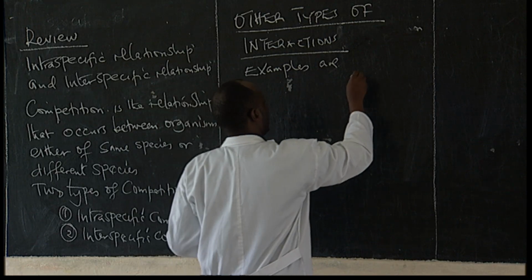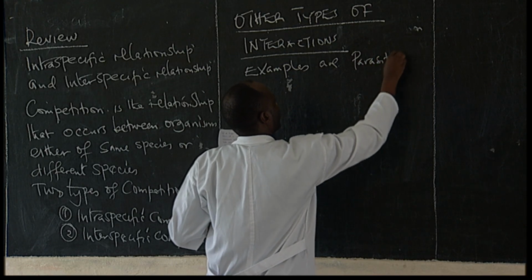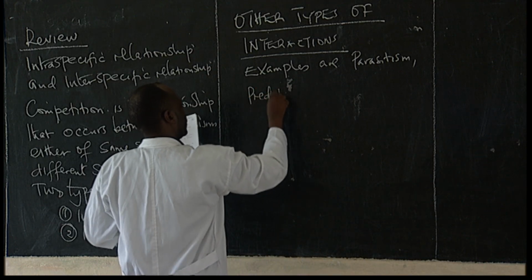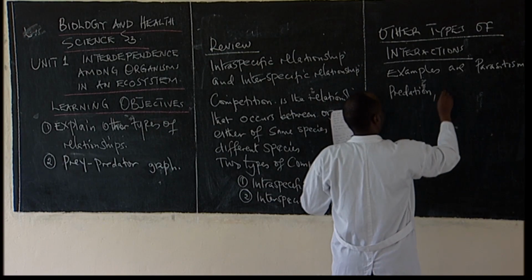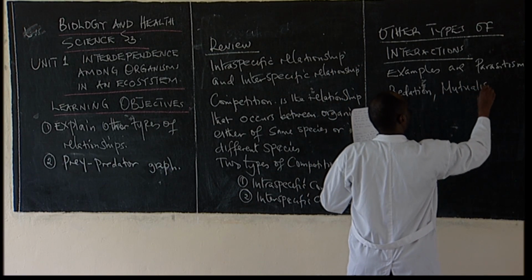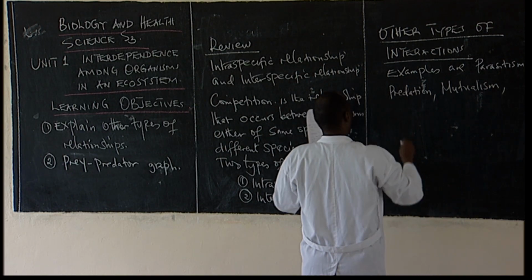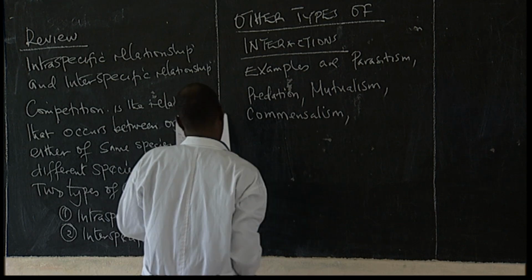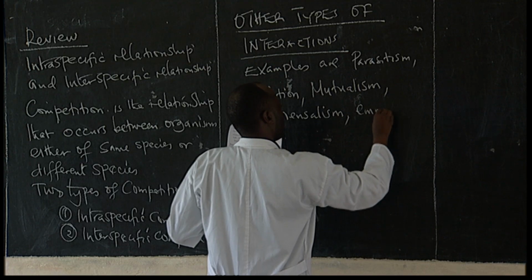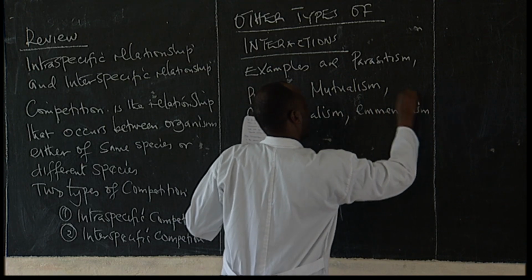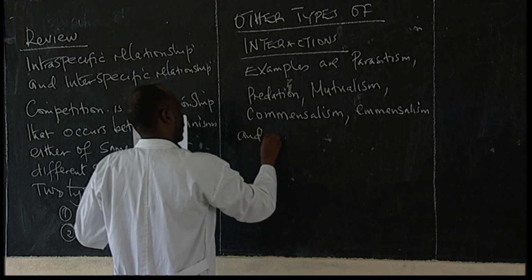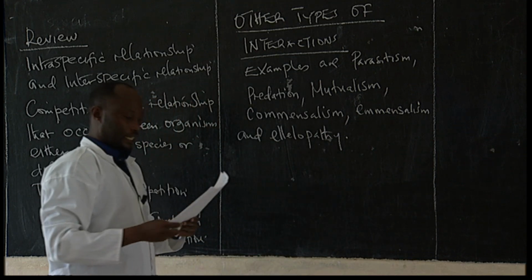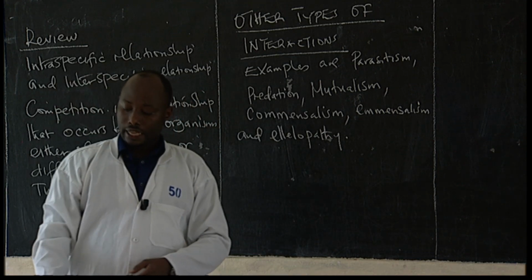We have parasitism. We have predation. We have mutualism. We have commensalism. We have amensalism. And allelopathy. So students, quickly, let's discuss these other kinds of interactions in depth.